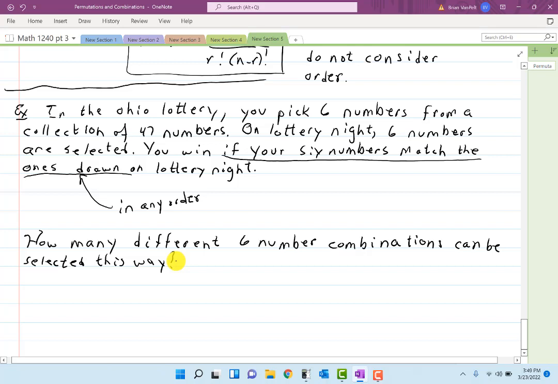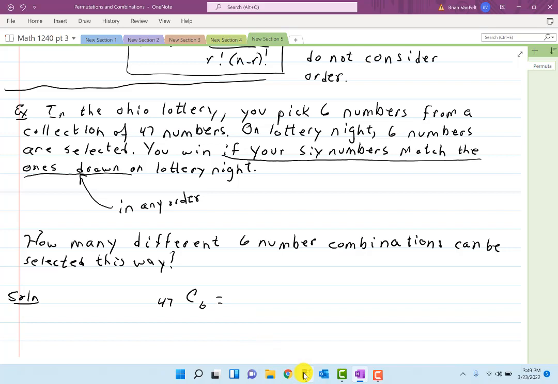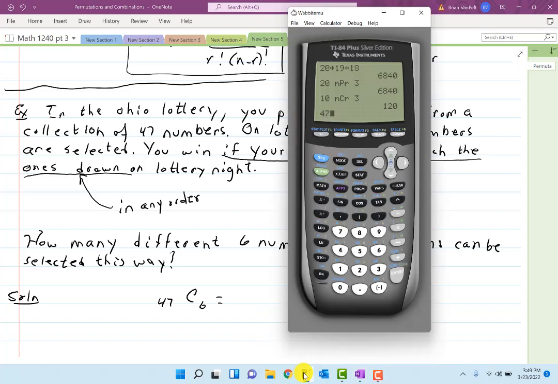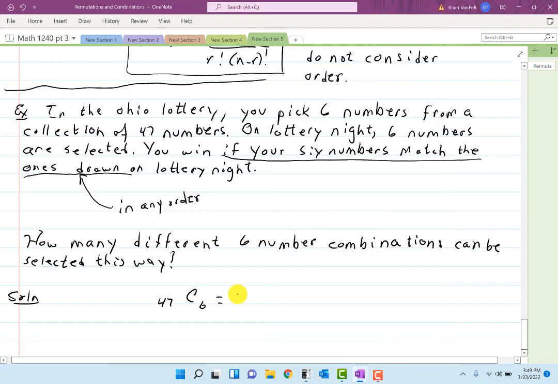Well, since the order doesn't matter, our solution is 47C6. So let your calculator handle the effort here and put your 47 first. Math, PRB. This time I want number 3. I want combinations, 6, and I hit enter. So I get 10,737,573.